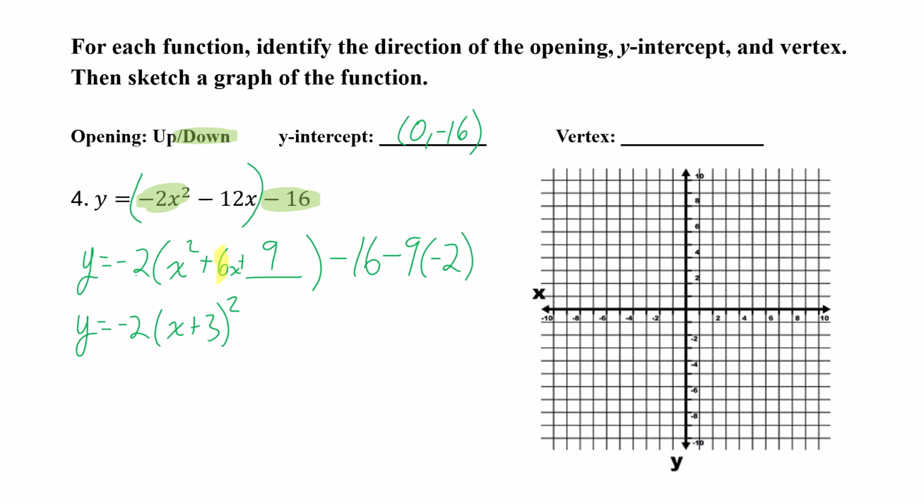Because I factored out that -2, when I balance the equation, I've got to keep that in mind. So if we have -9 times -2, if I simplify that, it is going to become positive 18. So -16 plus 18 is going to become 2. So now we can identify our vertex as being (-3, positive 2).